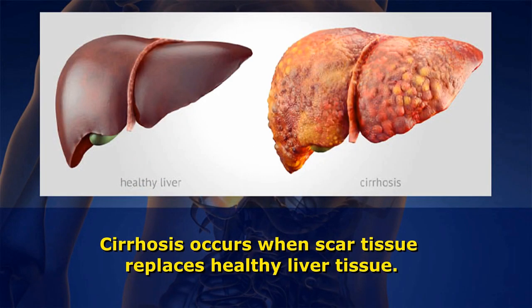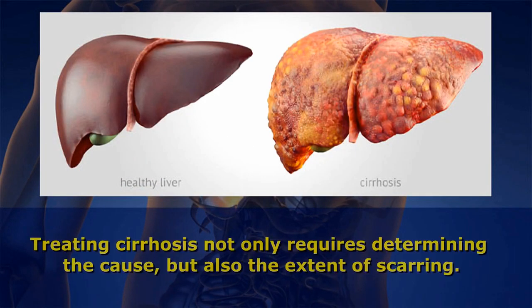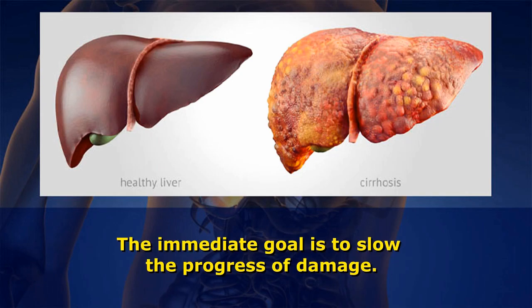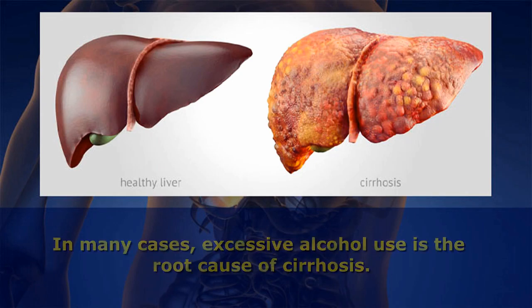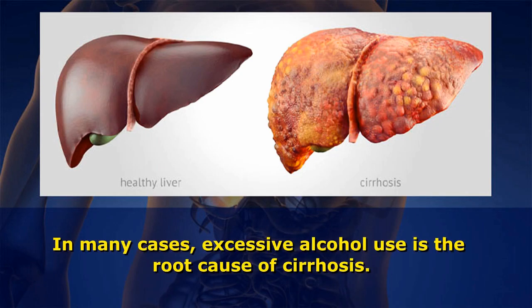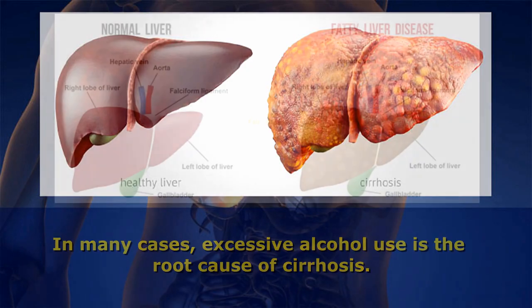Cirrhosis occurs when scar tissue replaces healthy liver tissue. Treating cirrhosis not only requires determining the cause, but also the extent of scarring. The immediate goal is to slow the progress of damage. In many cases, excessive alcohol use is the root cause of cirrhosis.